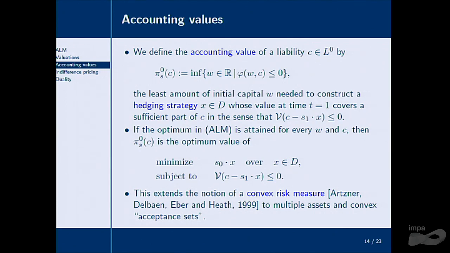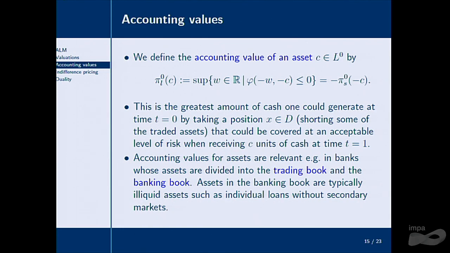And if you look for the dual formulation of this, you get what is often referred to as the no good deal bound. That will be developed in the last part. So that was the accounting value for a liability. You can also talk about accounting values for an asset.